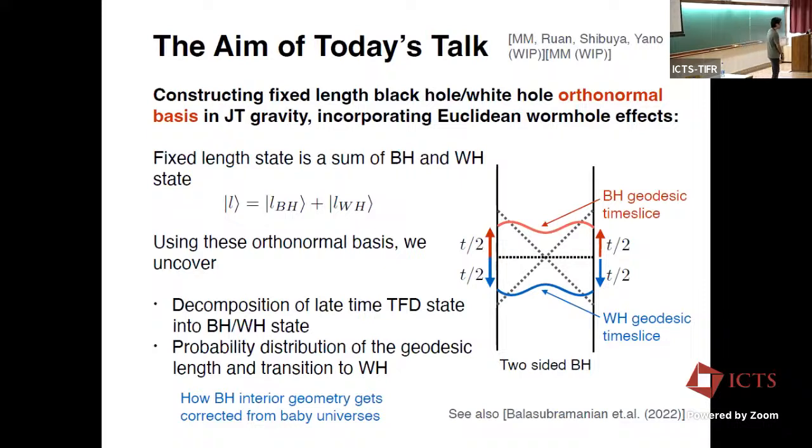So this is the aim of this talk. I will construct a fixed length black hole white hole orthonormal basis. Orthonormal is the important part of this, and it incorporates the effect of Euclidean wormholes. First of all, I was talking about the fixed length state, but it's not really suited to talk about time evolution of the TFD state in gravity, because it is a mixture of the expanding TFD state and the contracting TFD state. The expanding part is often called the black hole, and the contracting part is often called the white hole. Because these two lengths are the same.